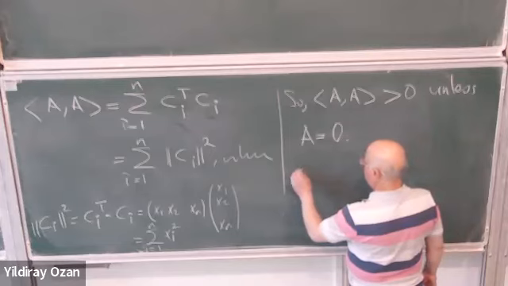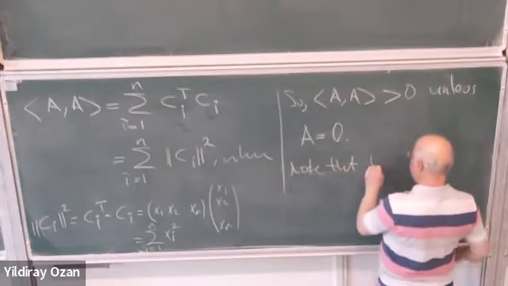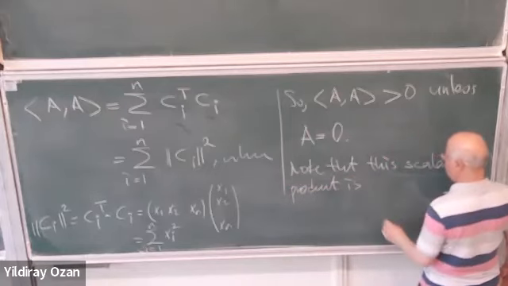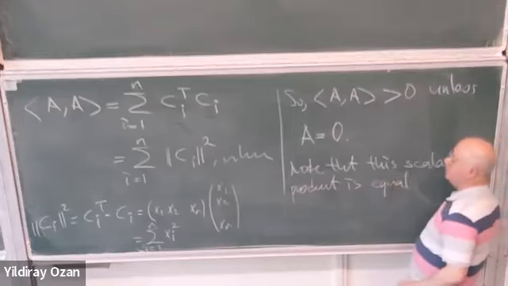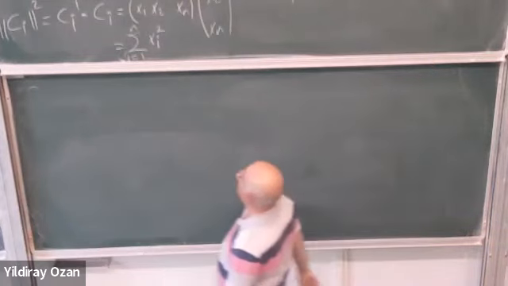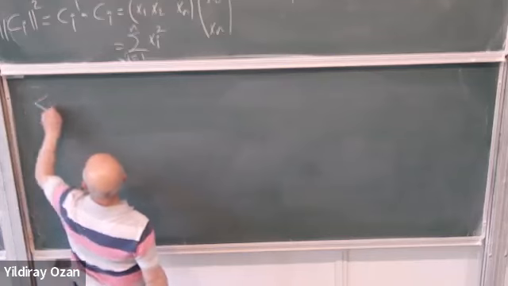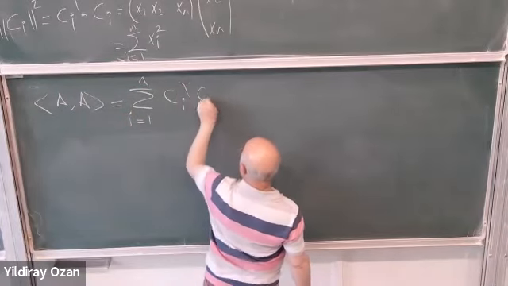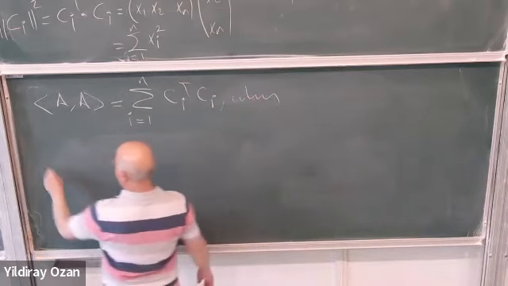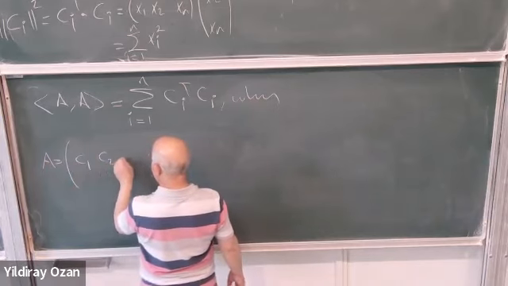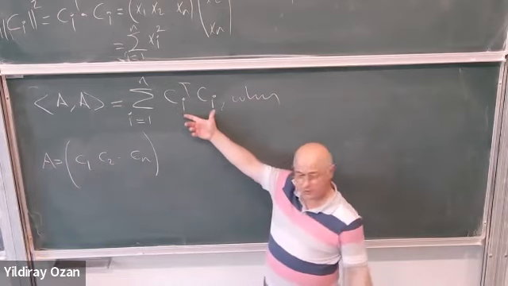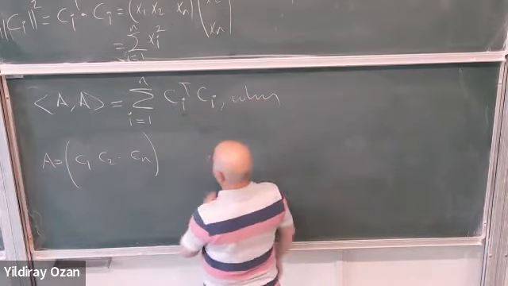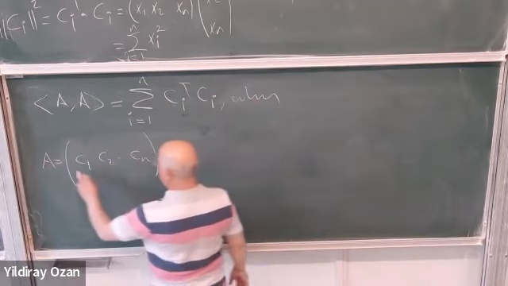Okay. So, note that this new product, this scalar product, is equal to the sum over i from one to n of a_i c_i, where A is this, the first column, second column, and so on. And then you just take these products and sum them up. So it would be the same thing if we wrote it like this.